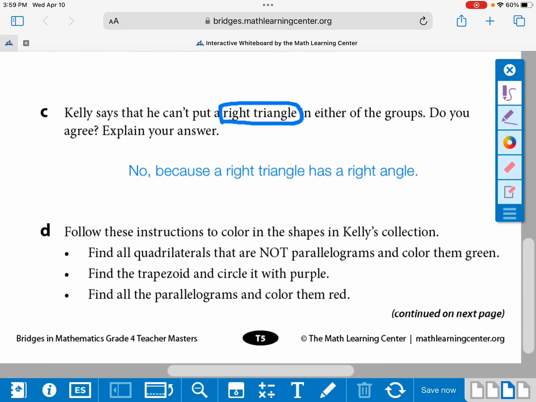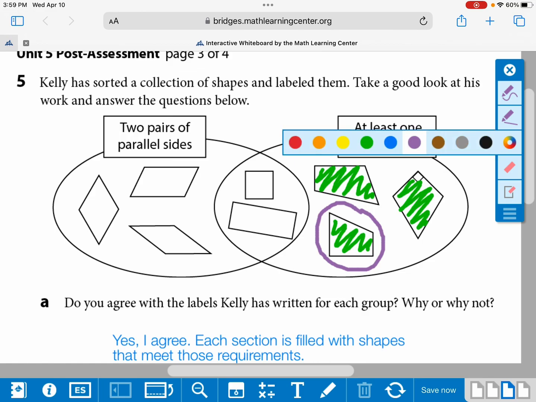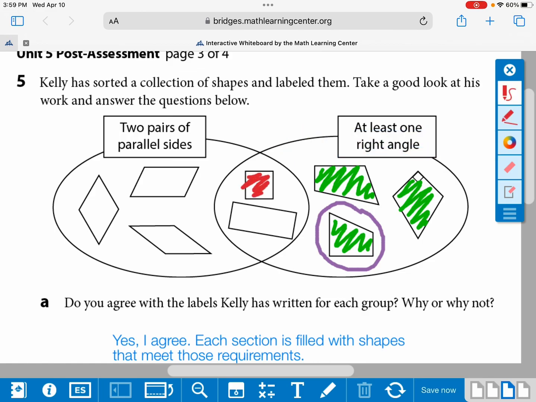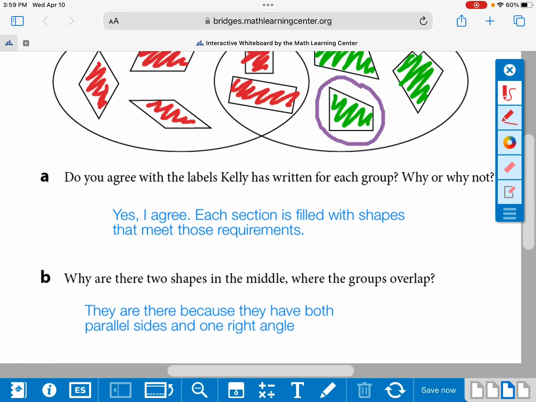When I go back down to my last coloring section, I need to find all parallelograms and color them red. Well, that is going to be the rest of these because all of these shapes have two pairs of parallel sides. And that is the answer for D. So I'm going to keep it moving. If you need to pause, that is okay.